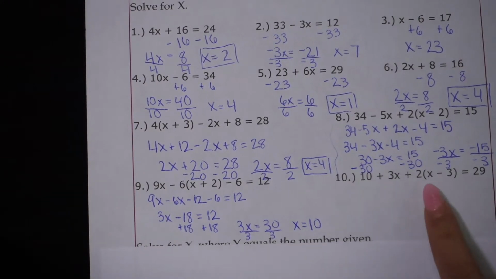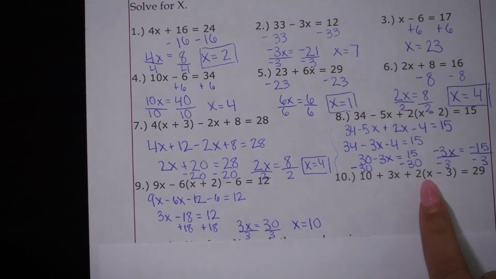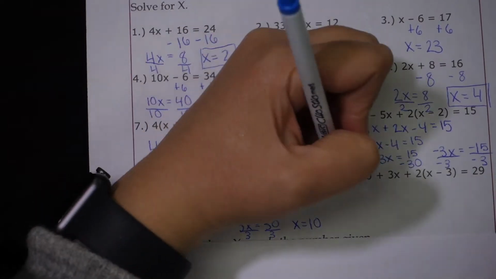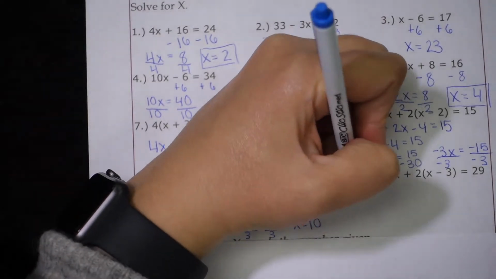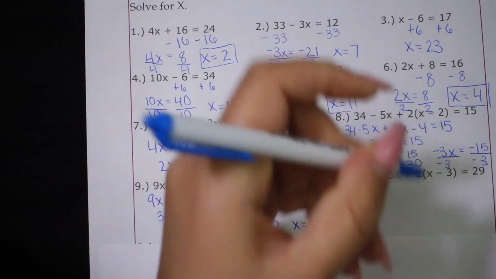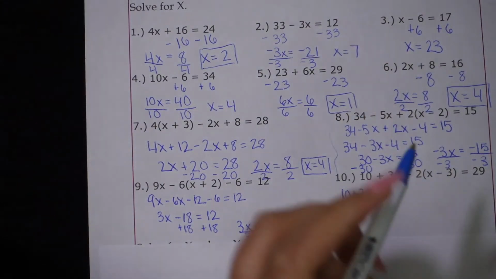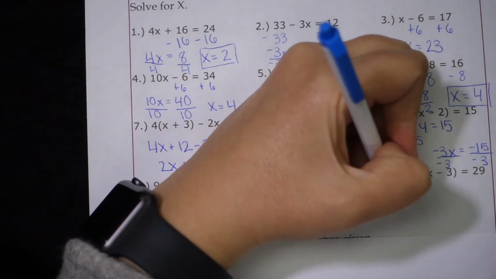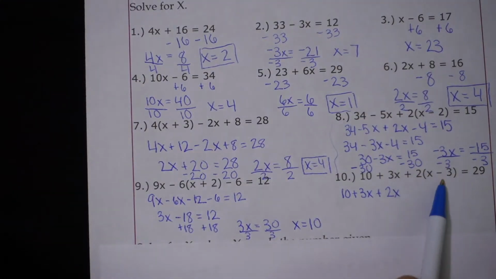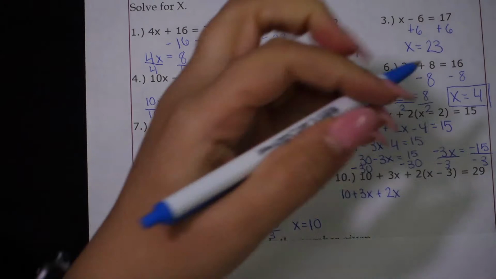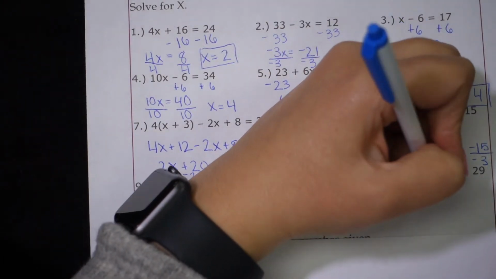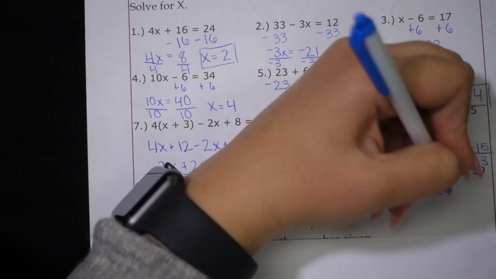Now for the next one, same thing. We're just going to use the distributive property and distribute the 2 to the x as well as the negative 3. So we have 10 plus 3x plus, so we're going to have a positive 2x value here. It's 2 times x, so 2x minus 6, because 2 times negative 3 is equal to negative 6. So minus 6 is equal to 29.